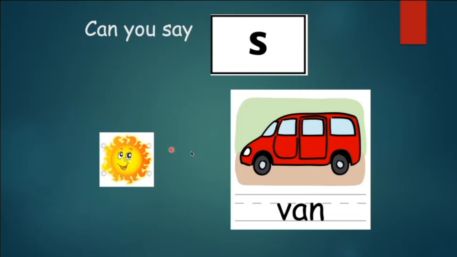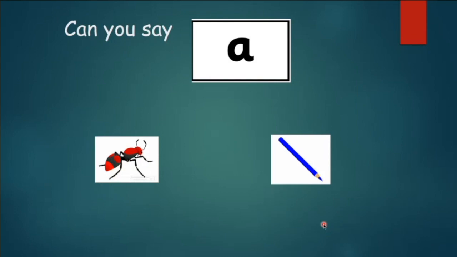We have here a picture of a van. Van. V-a-n. Van. All right, do you hear from the word van the sound s? Of course we don't hear from the word van the sound s. You are right. The word van doesn't have the s sound. Okay, well done. Now let's move on to the next slide.